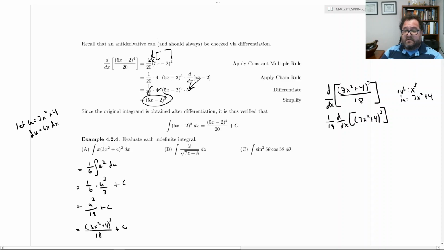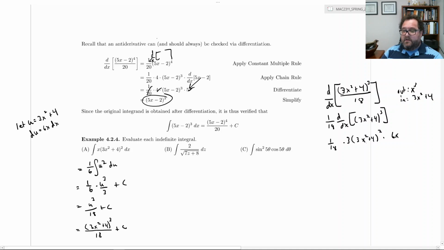So the chain rule says, well, first of all, we have the 1 over 18. Then the chain rule says we take the derivative of the outside function, 3 times something squared. Second step of the chain rule says you immediately plug in the inside function, 3x squared plus 4. And then the last step of the chain rule is you multiply by the derivative of the inside function, which, the derivative of 3x squared plus 4 is 6x.